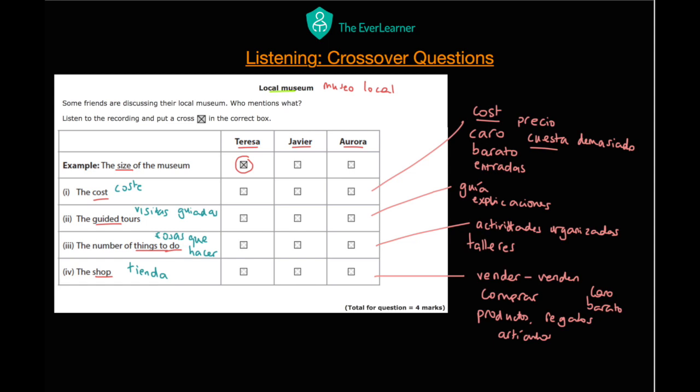Mi nombre es Teresa. Nuestro museo es un edificio de estilo contemporáneo y es enorme. Me llamo Javier. Me alegro de que en el museo haya tantas actividades para los niños. Soy Teresa. Los fines de semana trabajo en la tienda de recuerdos del museo. Soy Javier. Se aprende mucho en las visitas guiadas. Soy Aurora. Me inquieta que mucha gente no venga al museo porque las entradas son muy caras.